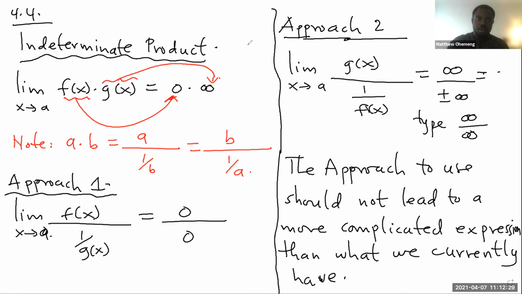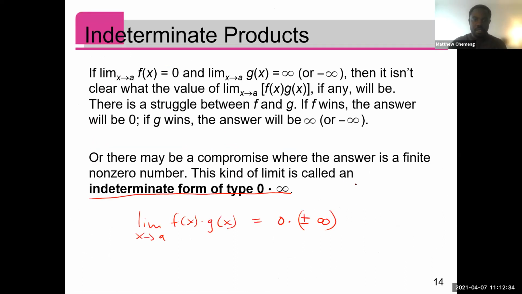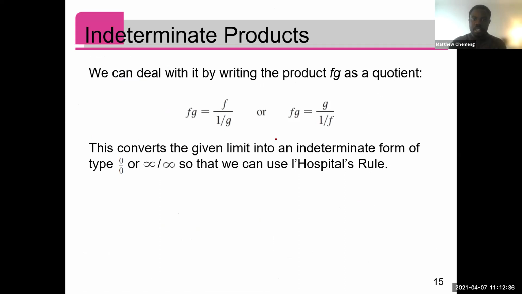Okay. So let me share the PowerPoint and look at the example that we have, and then we can move on. So this is just talking about what I just said, right? So it can go 2 ways. f times g of x, you can rewrite it as what? f over 1 over g, or you can rewrite it as what? g over 1 over f. Now this will convert it to type 0 over 0 or type infinity over infinity. So you can use L'Hopital's rule.